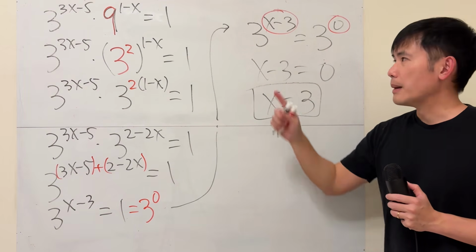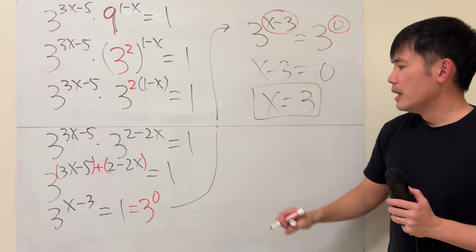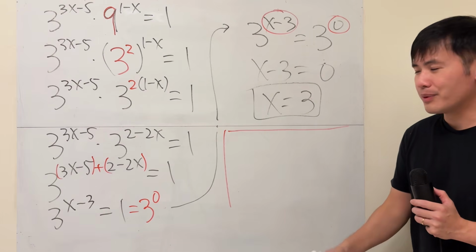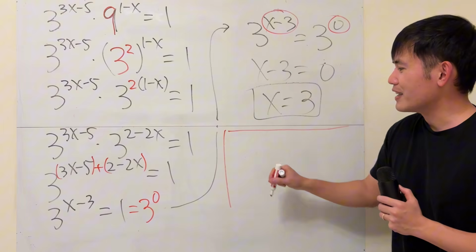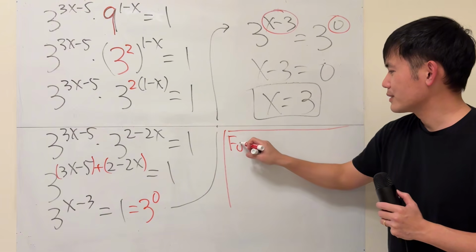Keep in mind, I did say that when the bases are equal, the exponents have to be equal. You have to make sure that the equal base is not 1. Because if you happen to have 1 being equal, then you will get some trouble. For example, this is just like a fun problem on the side for you guys. Just for fun.